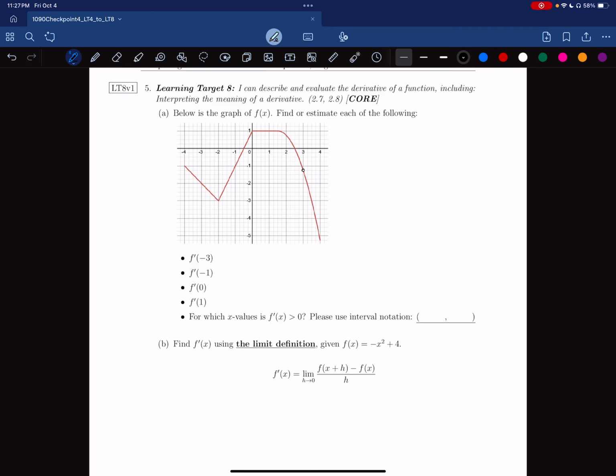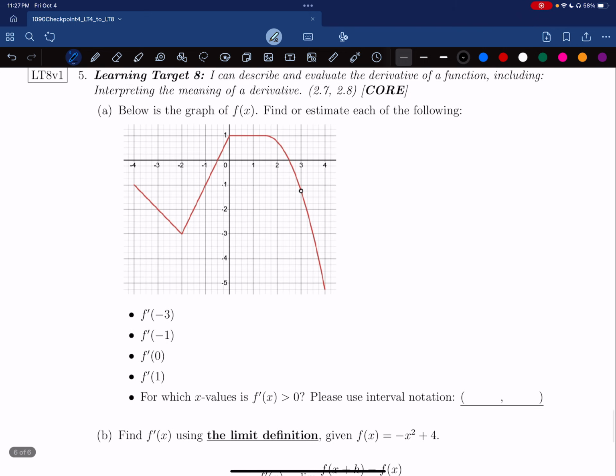Hey guys, today I'll be going over learning target 8, which relates to the meaning of a derivative. So here we're given a graph of f of x. We need to find or estimate some values, mainly derivatives. So let's look at this first one. We have f prime of -3, where x is equal to -3. So that occurs right here, and we need to find the derivative.